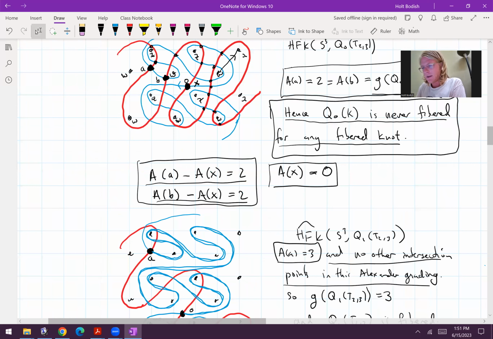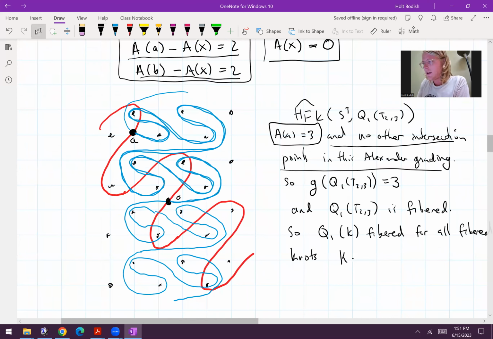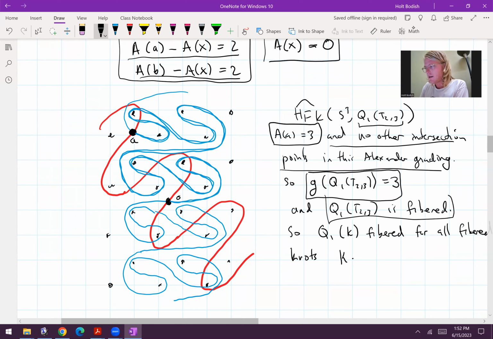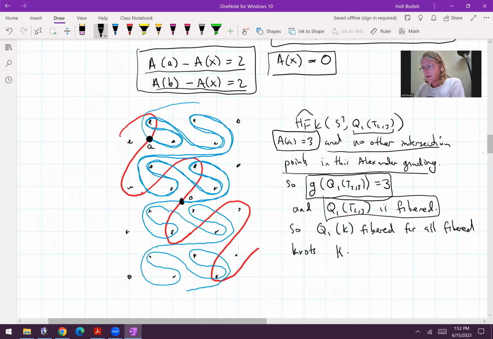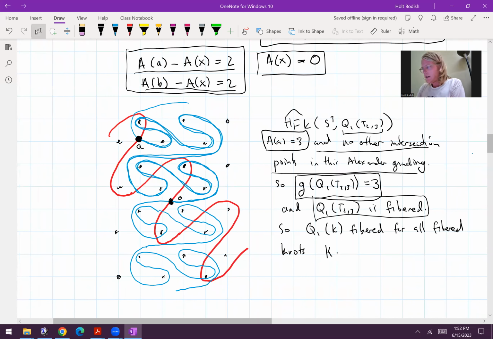Just for another example of how this works, here's the one twisted Mazur pattern satellite, again applied to the 2,3 torus knot. A computation shows that the Alexander grading of A is equal to 3, and it's not too hard to see that there are no other intersection points in this Alexander grading. And so the genus of this satellite knot is 3, and this satellite knot is fibered, which also recovers the fact that Levine showed that the one twisted Mazur pattern is always fibered. Great.